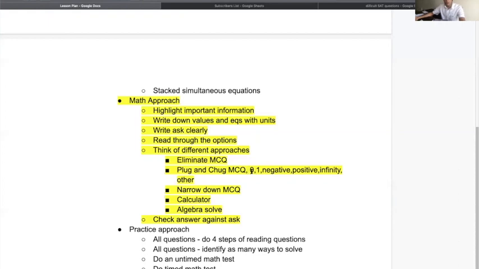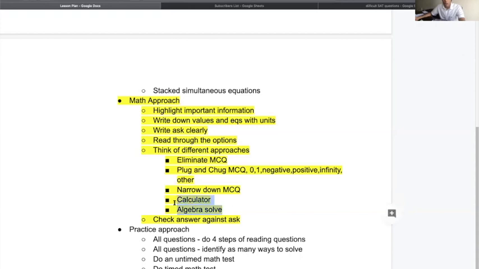You can also plug in 0, 1, negative numbers, positive numbers, and both positive and negative infinity into the X values. Many times just plugging these into X can make it much easier. You don't have to solve the entire equation. And obviously you have to plug in the MCQ options because those are the answers. Once you've done that, you're narrowing down the MCQ. You have maybe 4 options, you cut out 2, and you narrow down from the remaining 2. If all of this doesn't work, you can use your calculator on the calculator section. And if that doesn't work either, then you can use algebra to solve.